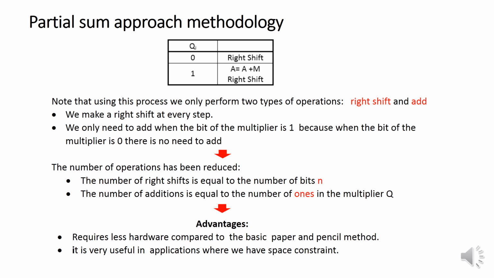As a consequence, the advantage of this partial sum approach method is that it requires less hardware compared to the basic paper and pencil method, and although not so fast, it is very useful in applications where we have a space constraint.